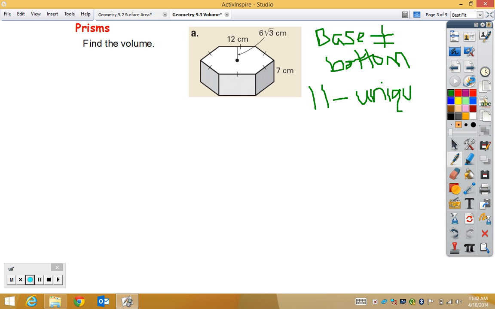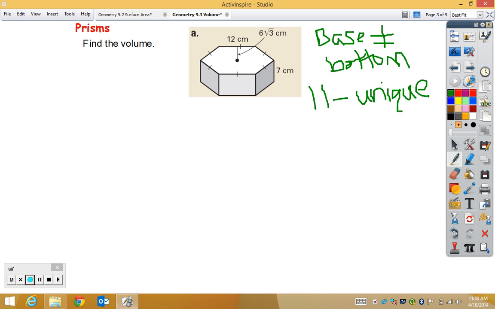The only exception is a rectangular prism, where you don't have to worry about this. But in this one, I could have this on the side, but my bases are still going to be the two hexagons on top and bottom because they're unique, where the rest are just rectangles, even though I have some that are parallel to each other. So I need to find the volume of this figure.